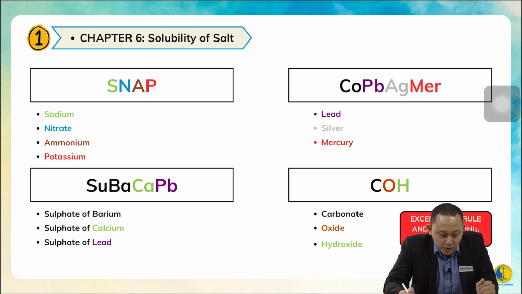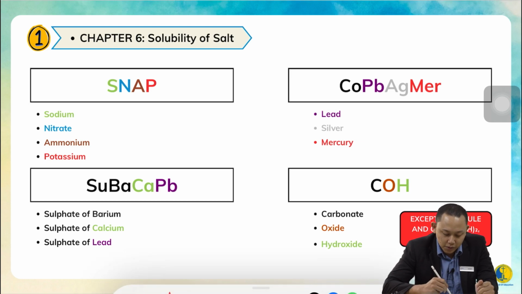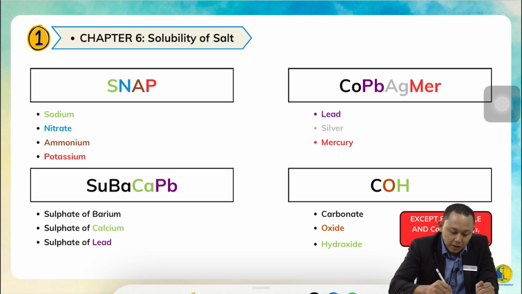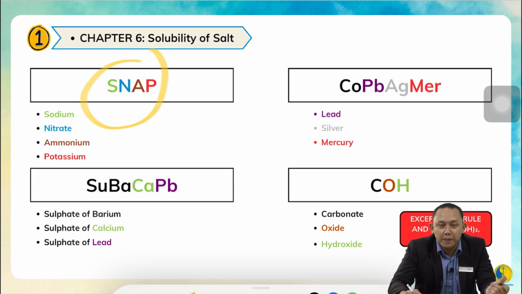Now look at the first rule, which is here, SNAP. When I say snap, you imagine you have some kind of magic power. You snap, everything gone, everything gone. So this SNAP is for soluble salt. Why do I say soluble salt? Because you snap, that salt will be gone, hilang, meaning it's going to dissolve in the water.